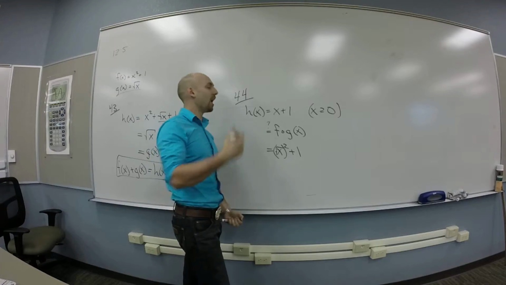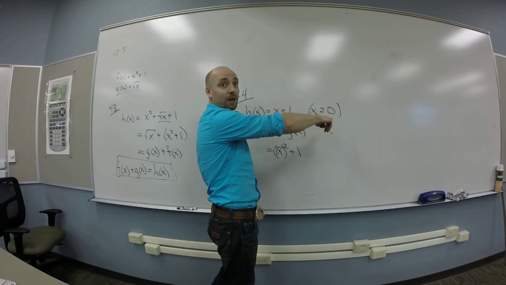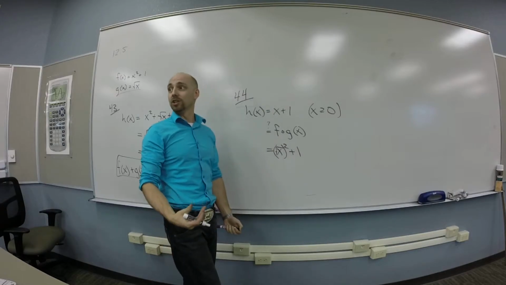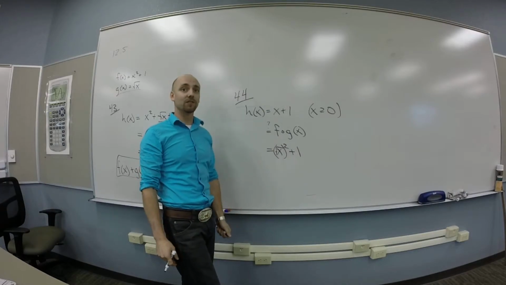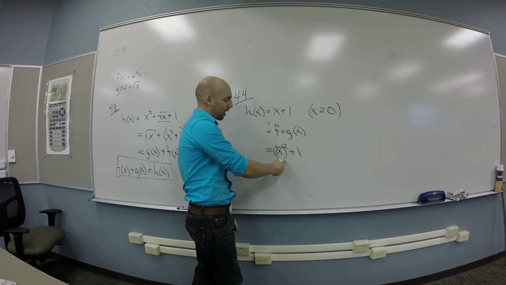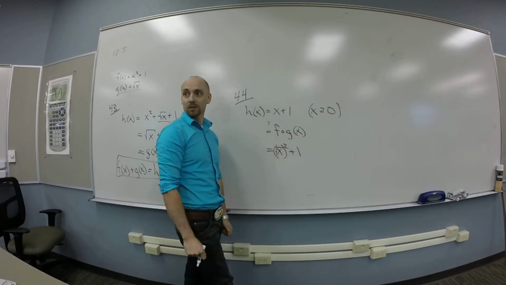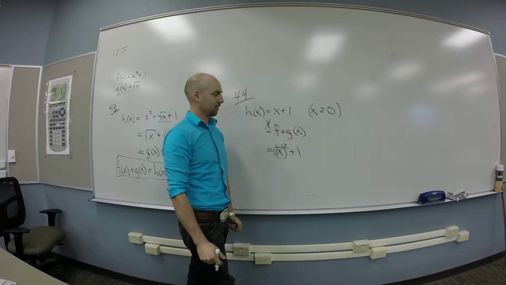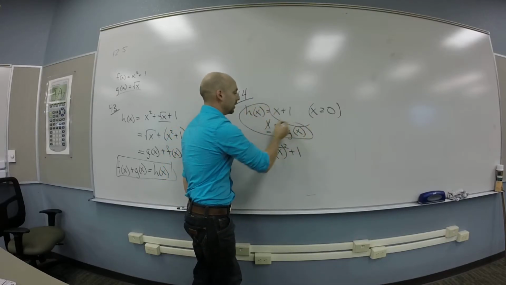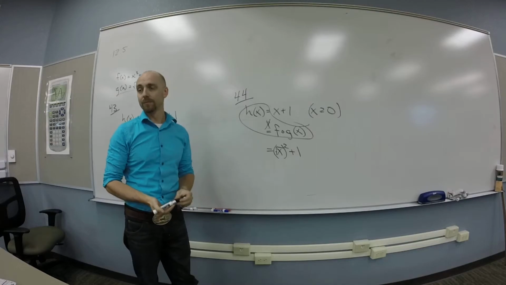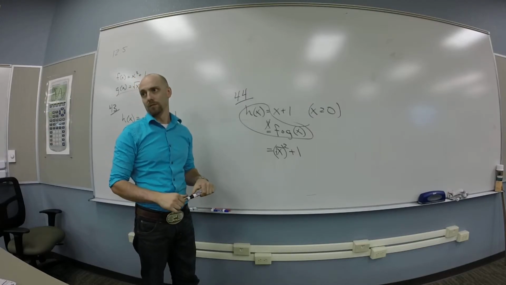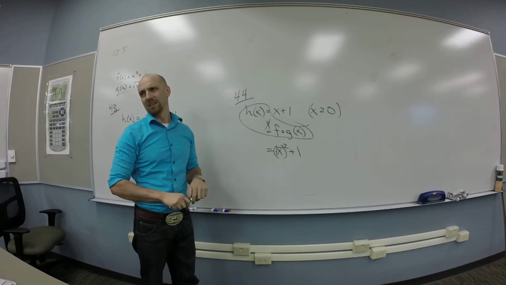You guys see that? Ah, that's where this silly restriction came from, right? Because they had to write down, we're going to restrict the domain to x is positive or 0, because otherwise these two aren't actually the same thing. You guys see that? So I can drop my wondering, and h is f composed with g. Does that make sense?